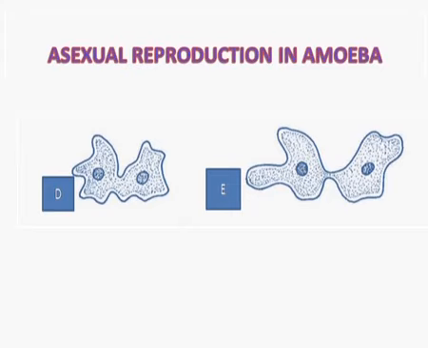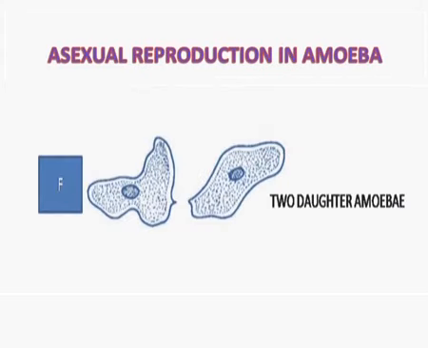That is, a furrow appears in the middle, as you can see in the diagram, which further deepens, and ultimately the two amoebae are formed. Sexual reproduction is also found in some of the protists. For example, you find sexual reproduction in paramecium, which is by conjugation.